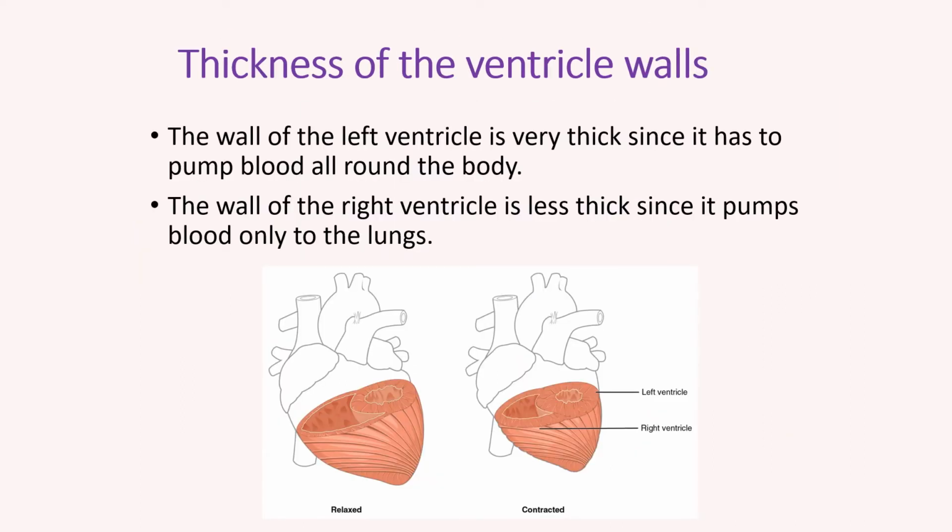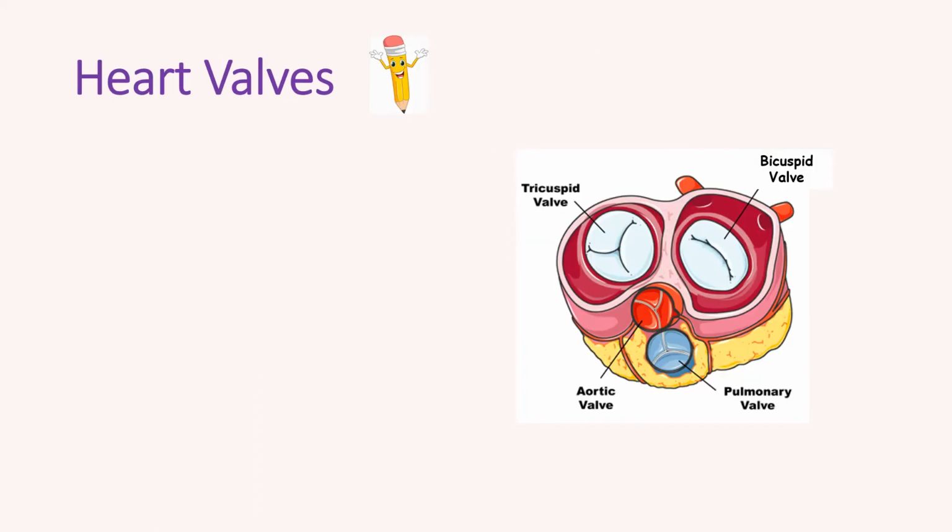The heart ventricle walls are different thickness. The wall of the left ventricle is very thick since it has to pump blood to all parts of the body. The wall of the right ventricle is less thick since it only has to pump blood to the lungs. So you can see the difference there in the diagram.